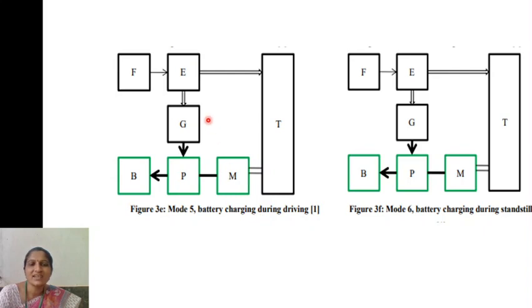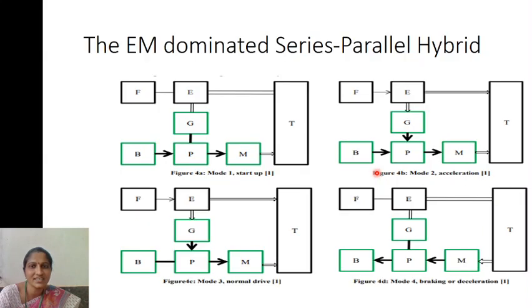During driving, the fuel tank is connected to the engine. The engine will drive the vehicle, and the engine will also supply the generator. The generator output is given to the power controller to charge the batteries. And mode 6 is battery charging during standstill. During idle condition, there is no power transmitted to the vehicle. Only the power given by the engine is used to charge the batteries. That is about the IC engine dominated vehicle.